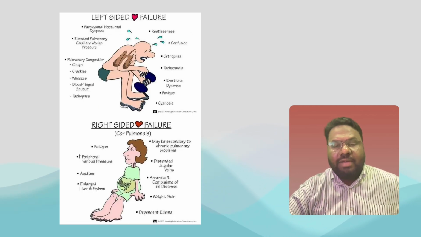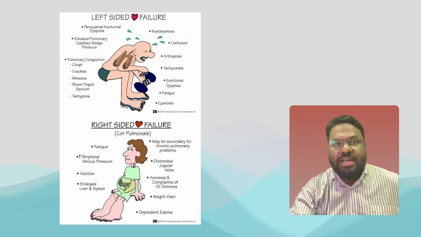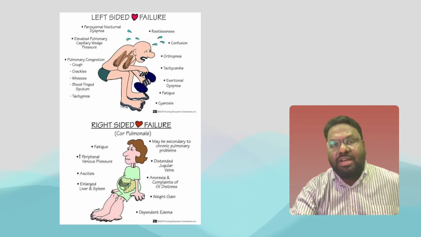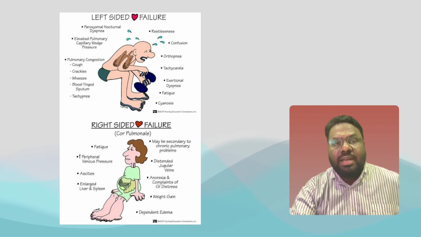So to quickly revise, this figure will also help us understand left-sided versus right-sided heart failure, wherein the patient usually presents with restlessness, confusion in left-sided heart failure, orthopnea, tachycardia, exertional dyspnea. You can see he is lifting a dumbbell, so there is exercise intolerance, fatigue, and cyanosis, a bluish discoloration, peripheral cyanosis seen, so bluish discoloration of the lips, fingers and toes. Patient also has elevated JVP.